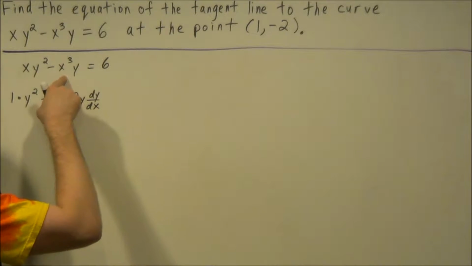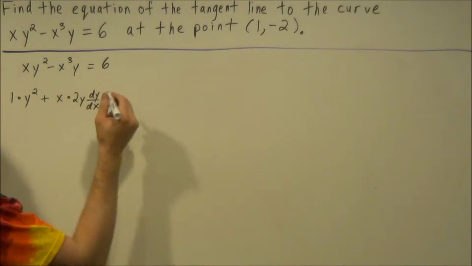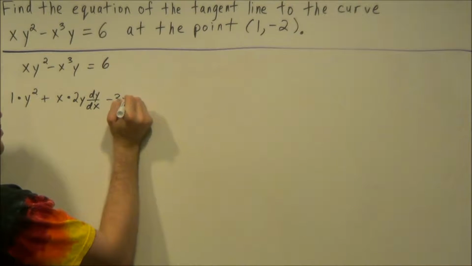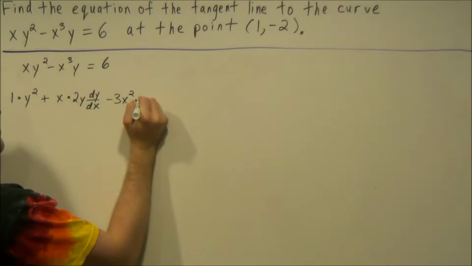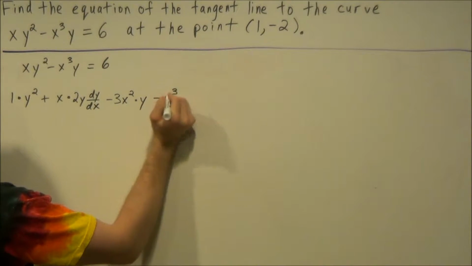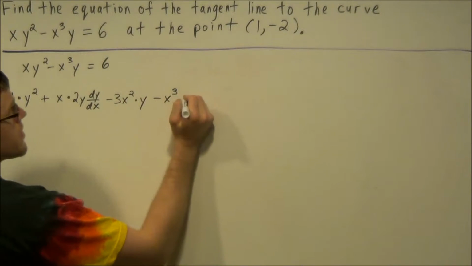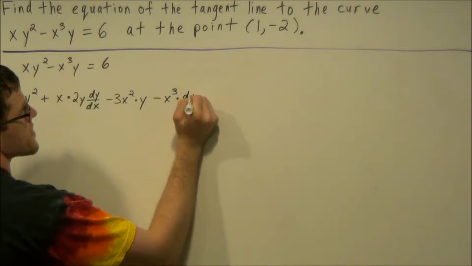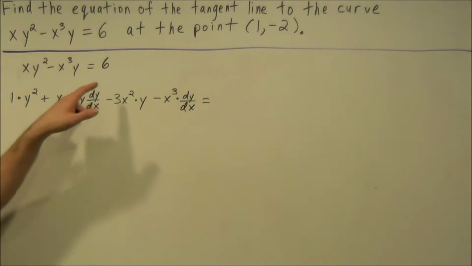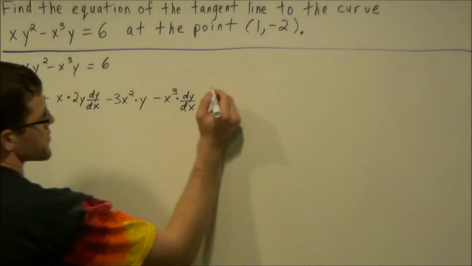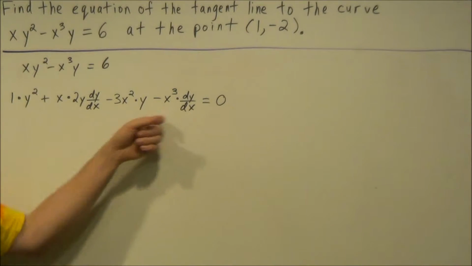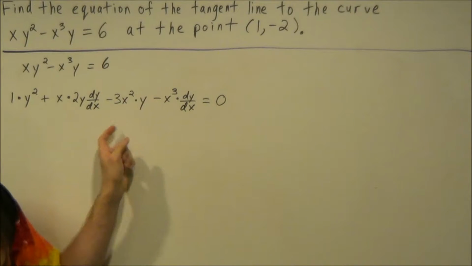Next, we're going to use the product rule on this second part. The derivative of minus x to the third is minus 3x squared times y, and then we'll have minus x to the third times the derivative of y, which is dy/dx. And we'll have equals, and then the derivative of the right side, that's the easy part, the derivative of 6 is 0.